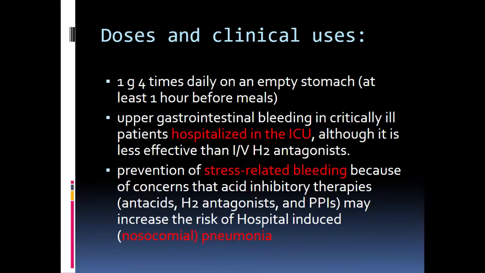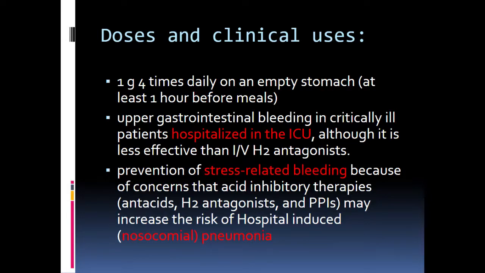than IV H2 antagonists. As I said, when there is a critical situation, definitely the person should be in the ICU and hospitalized. Although IV H2 antagonists are the main drug given to control it, sucralfate can still be given to protect against the acidity damage occurring in the GI tract.